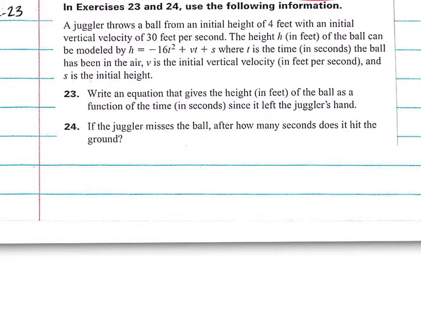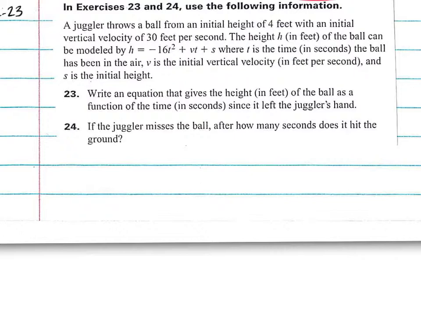Questions 22 and 23 on your test will be a vertical motion model question. In this one, a juggler throws a ball from an initial height of 4 feet with an initial vertical velocity of 30 feet per second. The height h can be modeled by h equals negative 16t squared plus vt plus s. T represents the time in seconds the ball has been in the air, and v is the initial vertical velocity. S is the initial height.